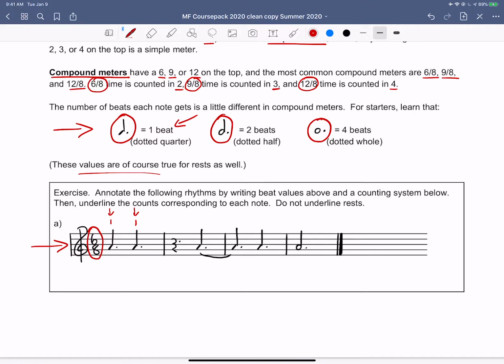Now, we've got a dotted quarter rest, so same deal, it gets 1. Here, check it out, we've got 2 dotted quarters tied to one another. We can see that tie there. So 1 plus 1 gives us 2. Here's a dotted quarter on its own. And then here's a dotted half, which, as we said earlier, gets 2 beats.